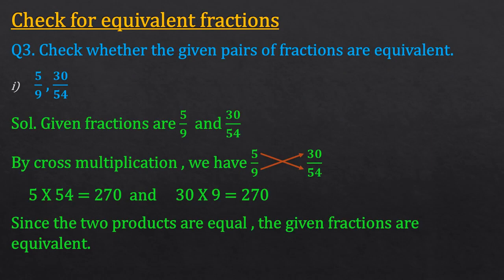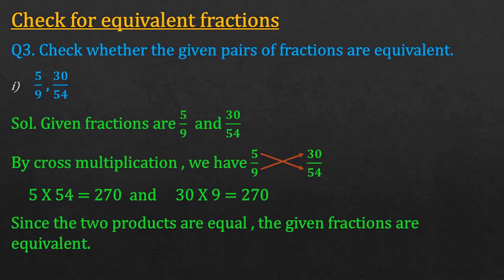Now check for equivalent fraction. Now the question is how you will find out whether the given fractions are equivalent or not. One pair of fractions is given to us. It is 5 upon 9 and 30 upon 54. You have to find out whether these fractions are equivalent or not. The method for this is cross multiplication.